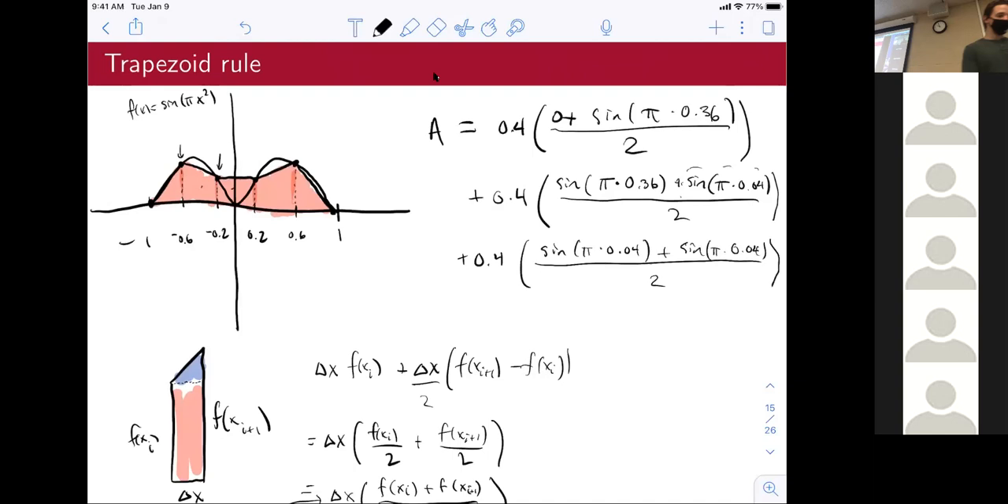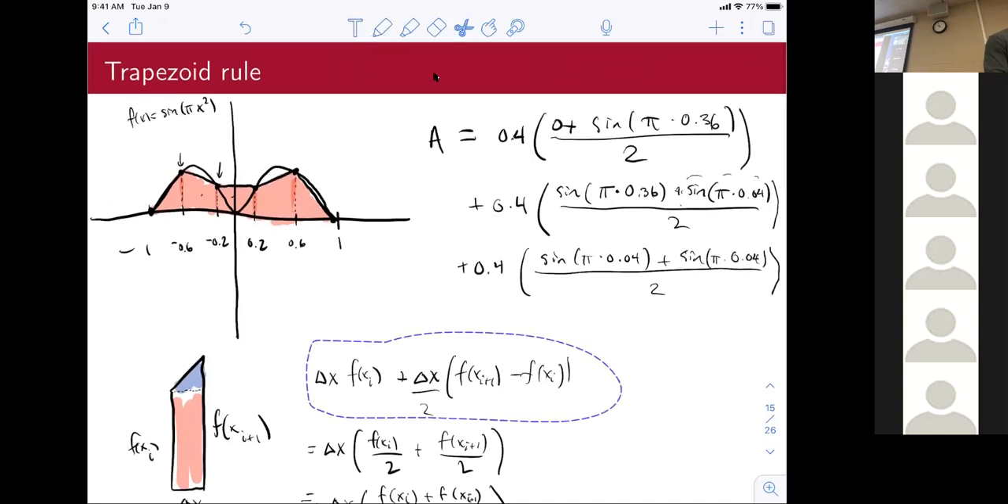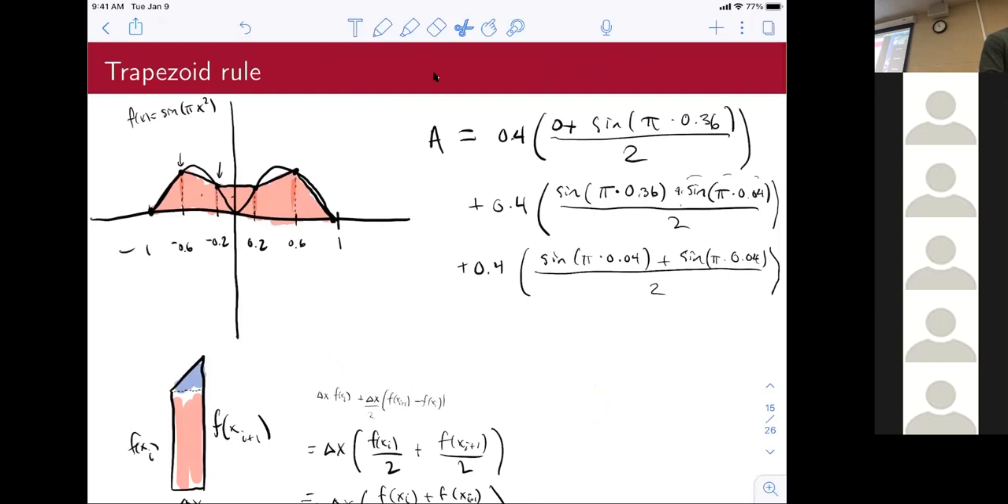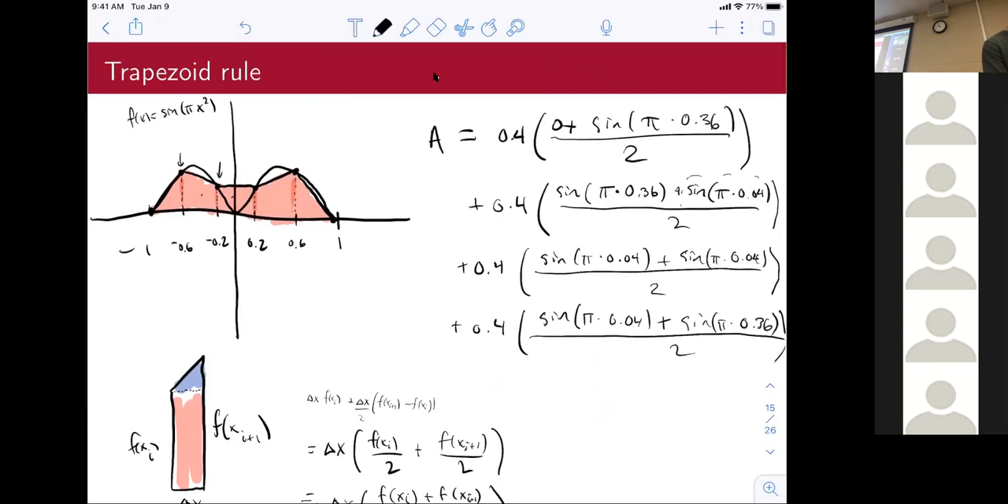Okay. And we can continue the pattern. Let me shrink this and move it. We can continue this pattern. Plus 0.4 times sine of pi times 0.04 plus sine of pi times 0.36 divided by 2. And then plus the last one, 0.4 times sine of pi times 0.36 plus 0, technically, divided by 2.